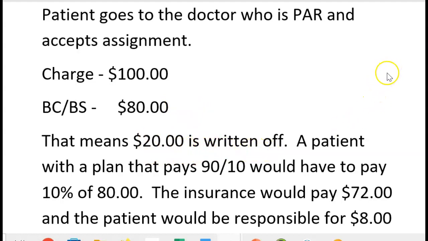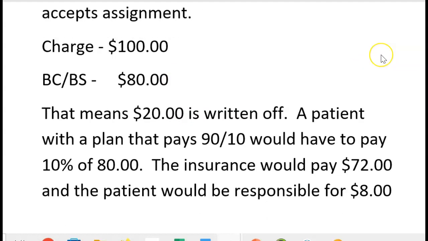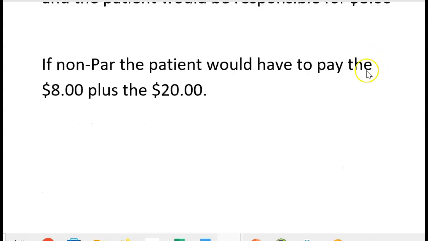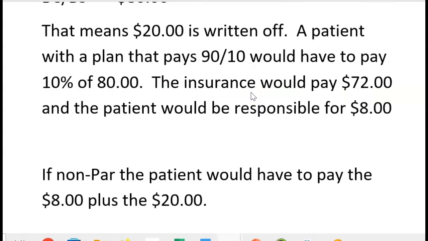Now let's talk about if they are non-par. That means they don't accept assignment. So the charge is $100. Blue Cross Blue Shield says, hey, $80 is all you should be charging. Grand River says, nope, we don't accept assignment. The patient's going to have to pay the whole amount. So if it's non-par, the patient would have to pay the $8 of the $80, and then plus the $20, because they would have to pay.